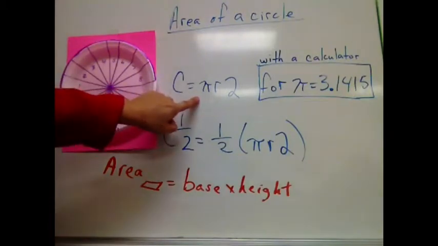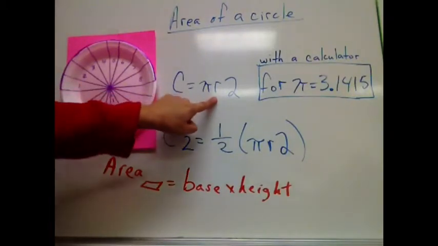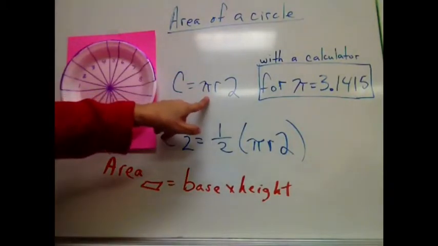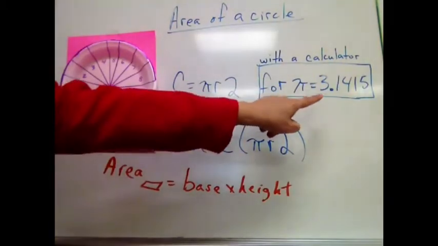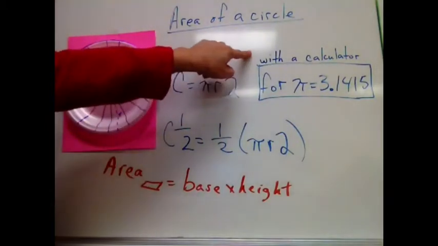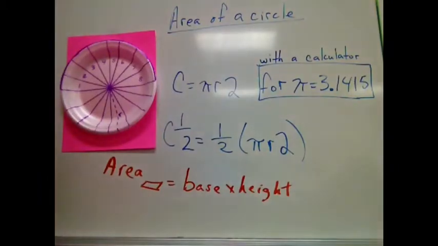We're going to use circumference, which is pi times the radius times 2, and pi is equal to 3.14159. But if we have a calculator, we can get kind of fancy, but usually we want to make it something simpler than 3.1415. All right, so let's take our circle. We're going to cut it.